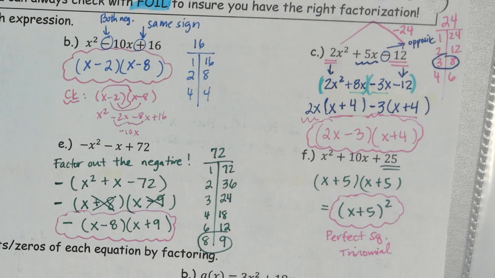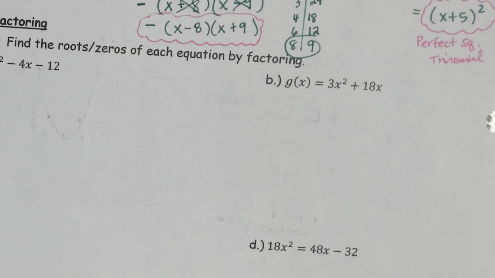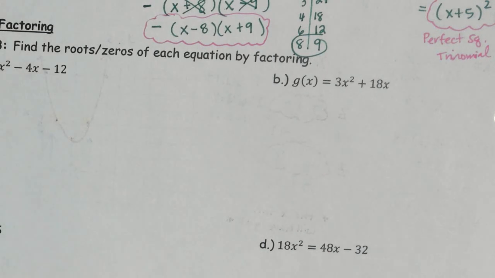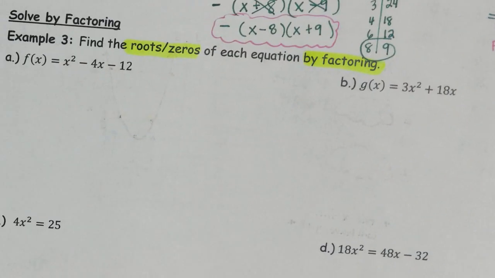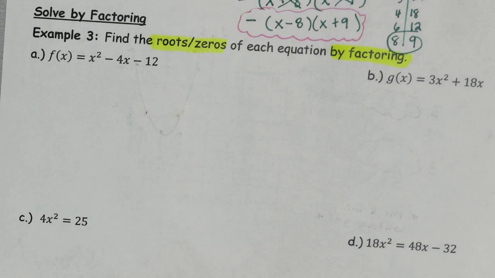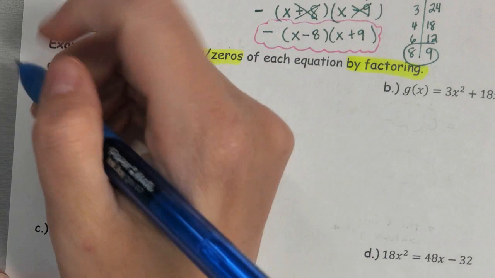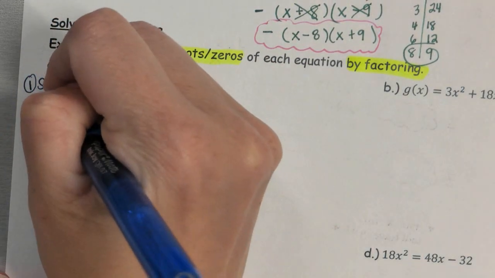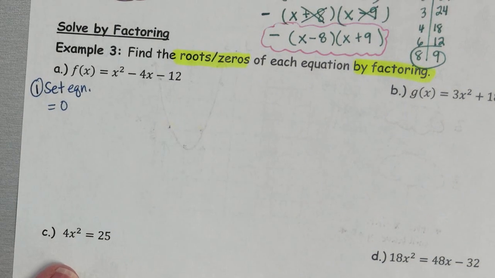Okay? All right, so the next step, we're actually going to do more factoring, but we're going to take it one step further because we have to find the roots and the zeros of each equation by factoring. So again, in the directions, they are telling you how you have to solve this. So if it says by factoring, you have to write out your work. Okay, so if you are going to factor with an equation, the first thing we have to do is set the equation equal to 0. Okay, so we want all the terms on one side and the other side is 0.